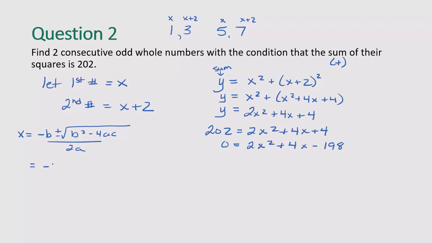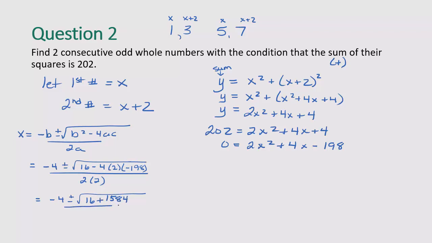So I get minus 4 plus or minus the square root of b squared, so 4 squared is 16, minus 4 times a is 2, times c is negative 198. Extend my root sign. And that's all divided by 2 times 2. So to simplify that, I have to work out some stuff inside this root sign. 4 times 2 times 198 is 1584. Negative negative makes a positive, and on the bottom I'm going to have a 4.